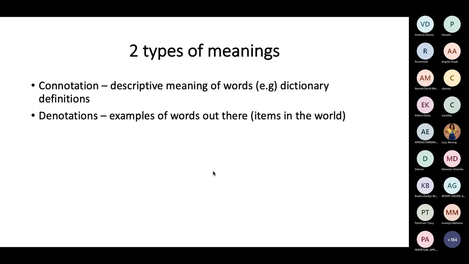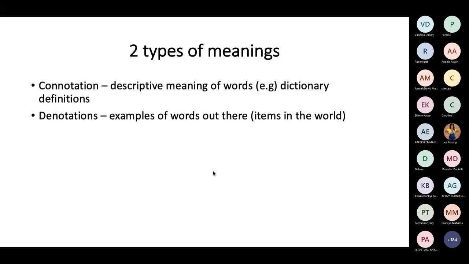Now we have two types of meanings. We have connotation or connotative meaning. Connotative meaning is a descriptive meaning of words. Any meaning you can write down is a connotative meaning. But there are meanings you can't write down. If you can write down the meaning of something, it means that thing has a connotative meaning. So all the definitions in dictionaries are connotative meanings of words.